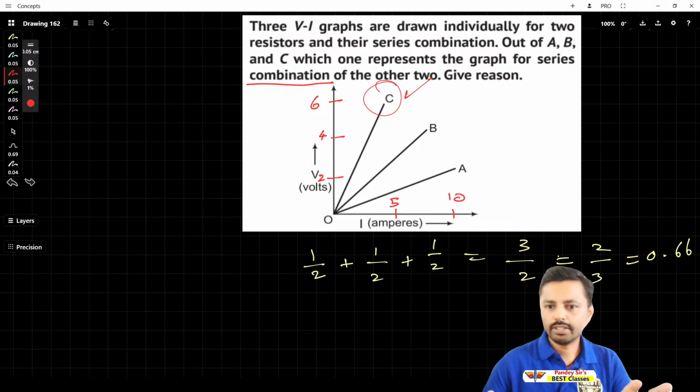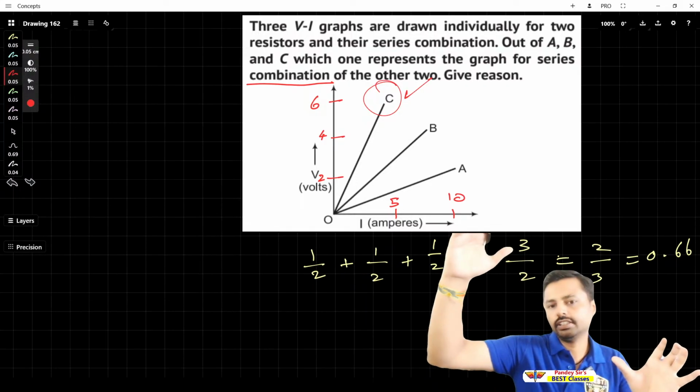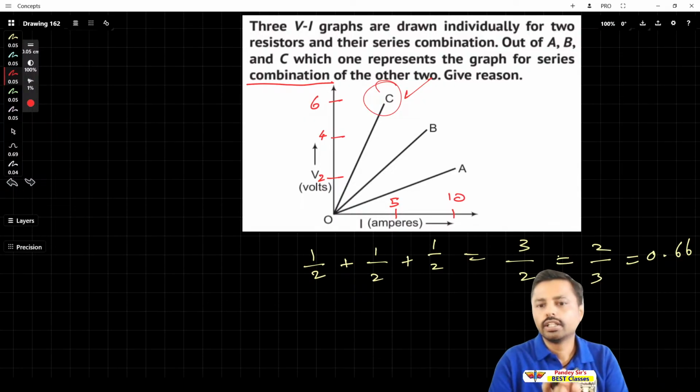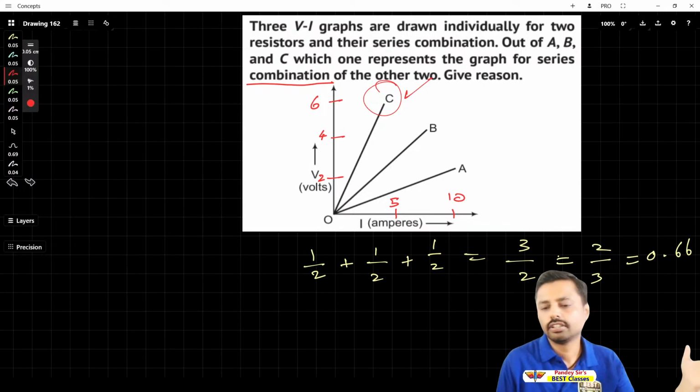I will tell one more time how you can get which is correct. In series, the resistance increases, so electricity will decrease. See here, electricity is very less. In parallel, the resistance decreases, so electricity increases. Here you see electricity 10. That means this is parallel and this is series combination.